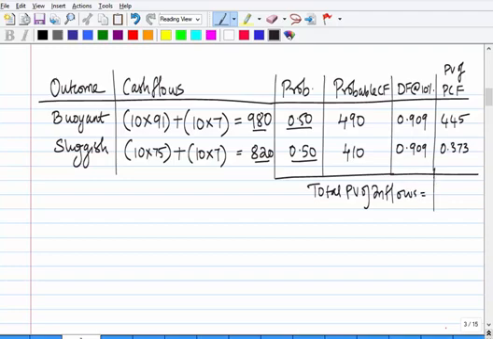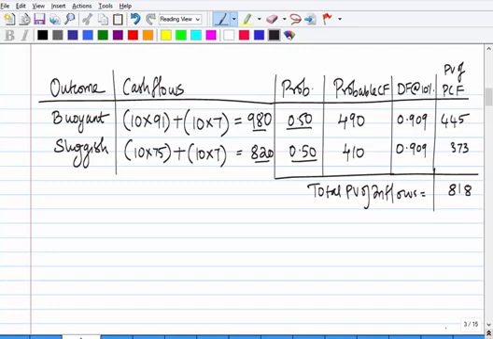There is a small correction. This is not 0.373, it is 373. Let me just remove that. So if I total this, what I'm going to get is 818. Now I have to find out what the net benefit is. So let me capture this 818 first.